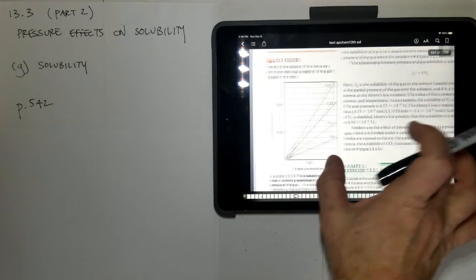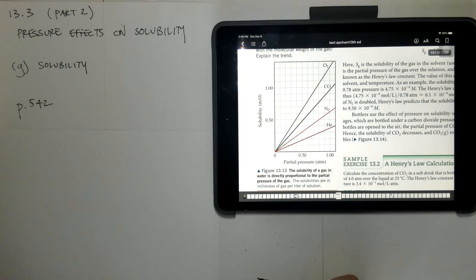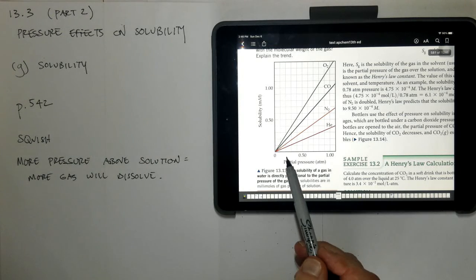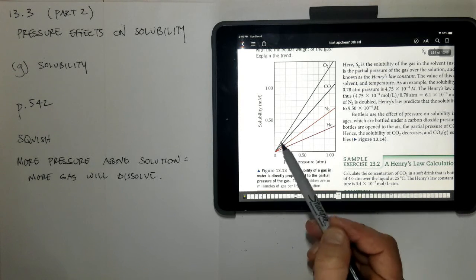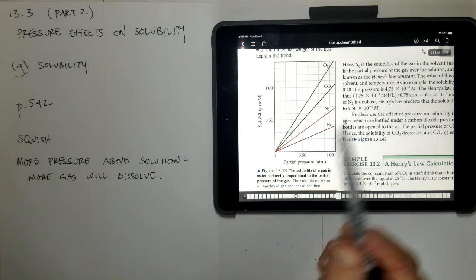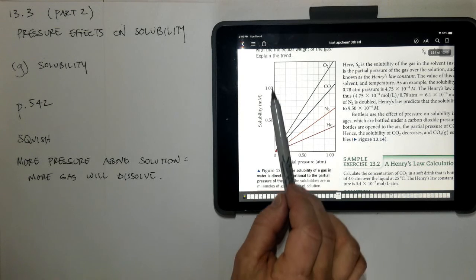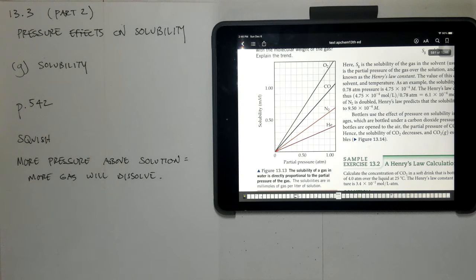So going back here, here is a graphical representation of how solubility is directly proportional to the partial pressure of the gas. And the general rule is that the more pressure above the solution, the more gas that will dissolve. And you can see right here, as you increase pressure, 0.5 atmospheres, 1 atmosphere, helium, neon, carbon monoxide, or oxygen, all will dissolve more and more, because the further right you go in pressure, the more solubility you have. So bottom line, if you want to dissolve a gas, squish it some more, add more pressure above the solution, and then more gas will dissolve.